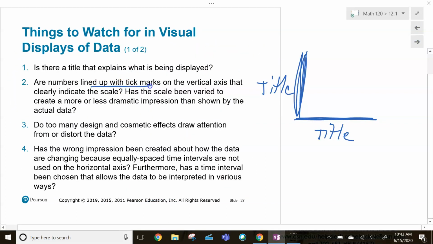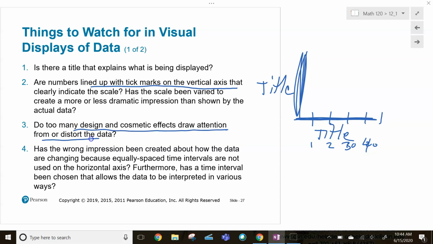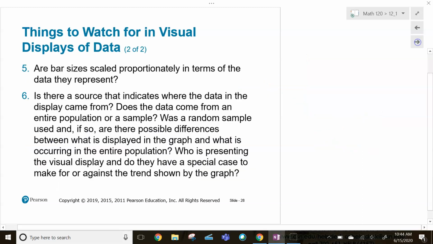Are the numbers lined up with tick marks? So it's clearly indicated, right? And spaced out appropriately. It's not going like 1, 2, 10, 20 or something, right? Like 1, 2, 3. If you're going by one, this should be consistent. Do the design or cosmetic effects draw attention from or distort the data somehow? That's something you want to think about. Again, it should be equally spaced intervals on each axis, both the horizontal and the vertical. Bar sizes scale proportionately.